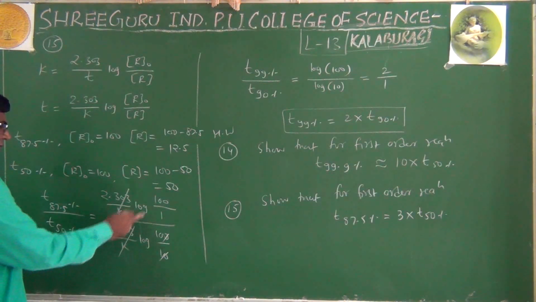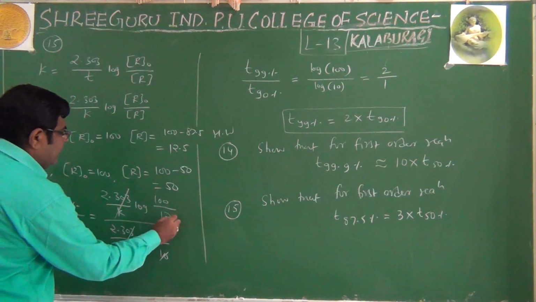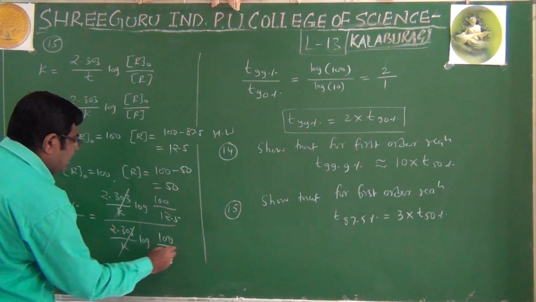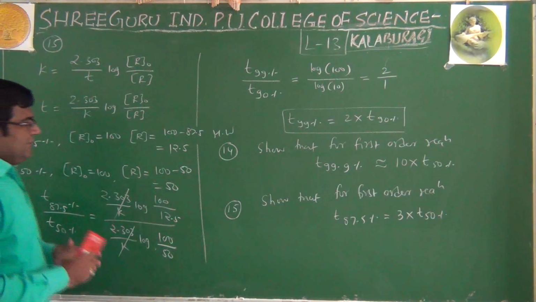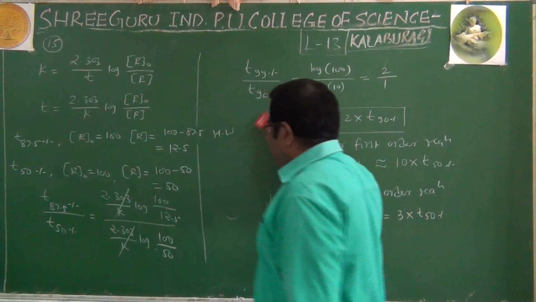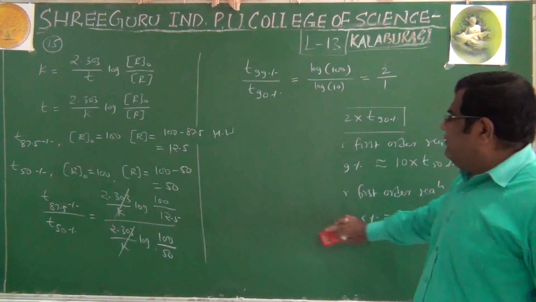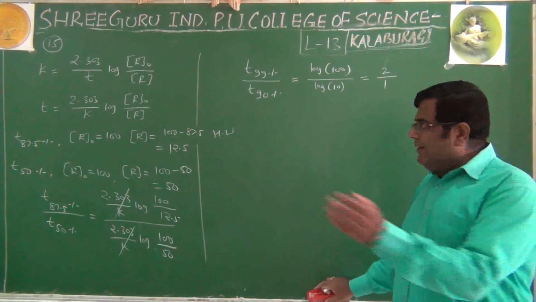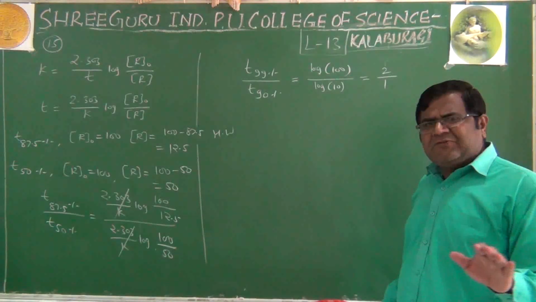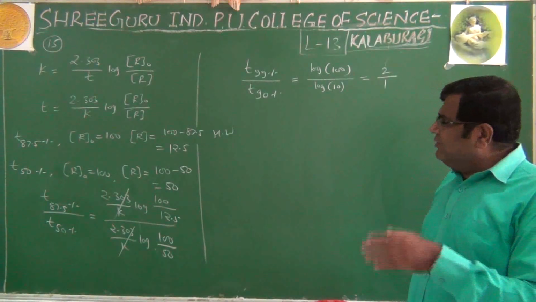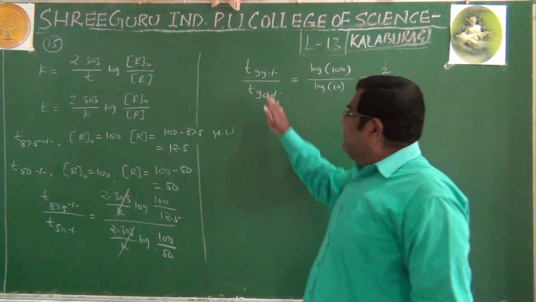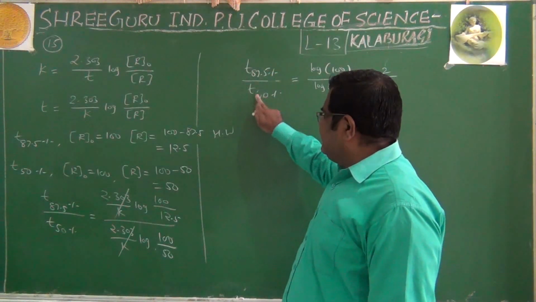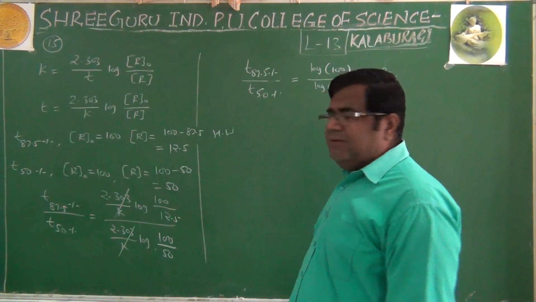This again we can cancel: log 100 divided by 12.5, and this is log 100 divided by 50, right? So see how I have made some changes in the numbers and am putting it in the same format. You have to use the same format, whatever percentage they asked. Then I can change this as t 87.5%, and this is t 50%.